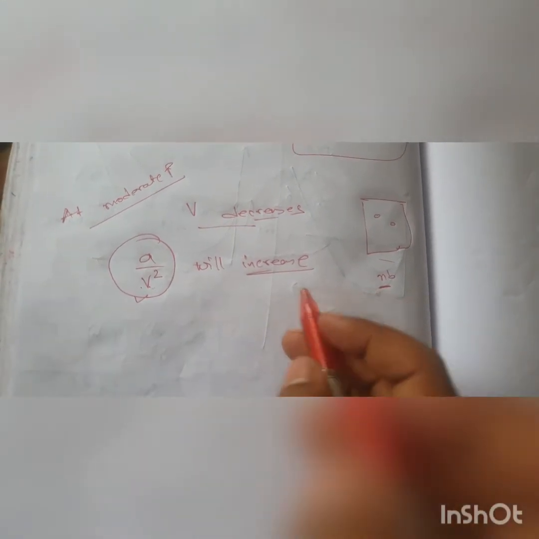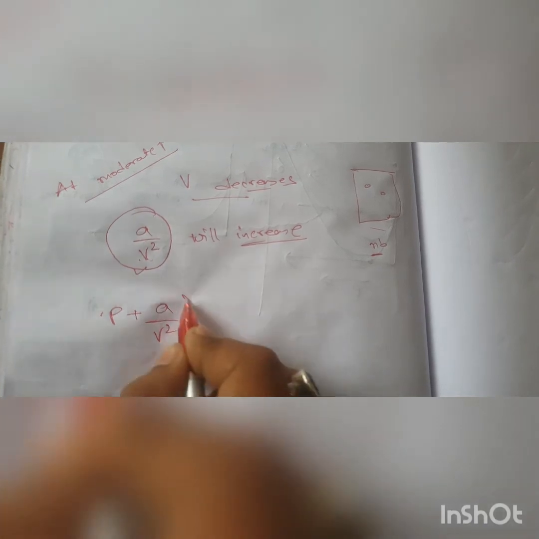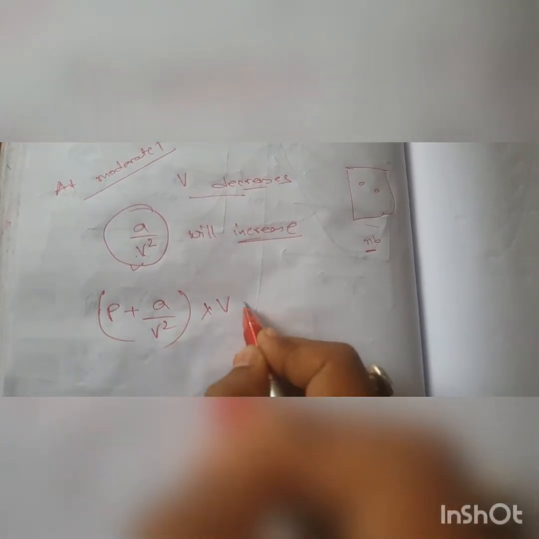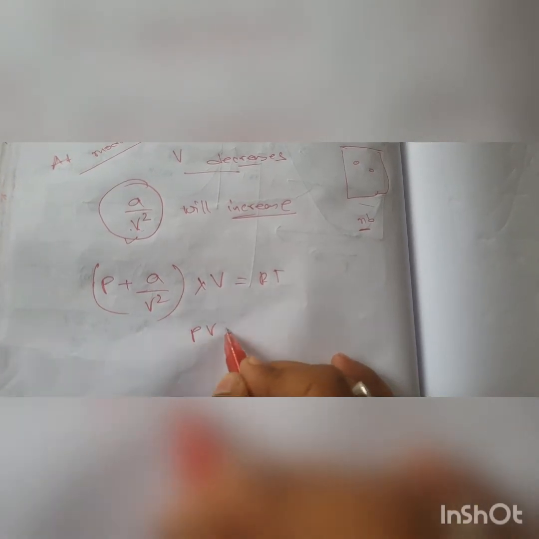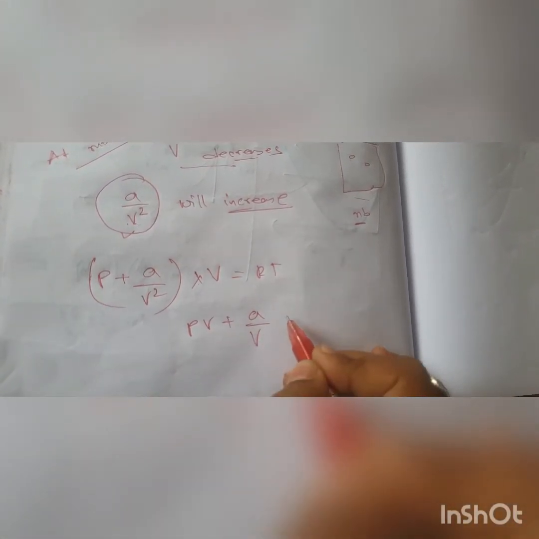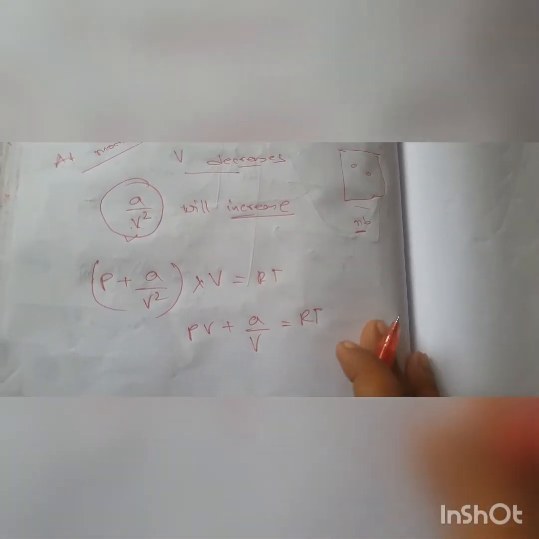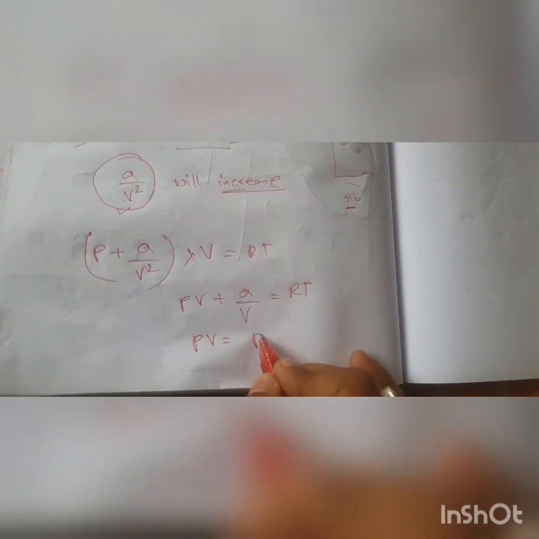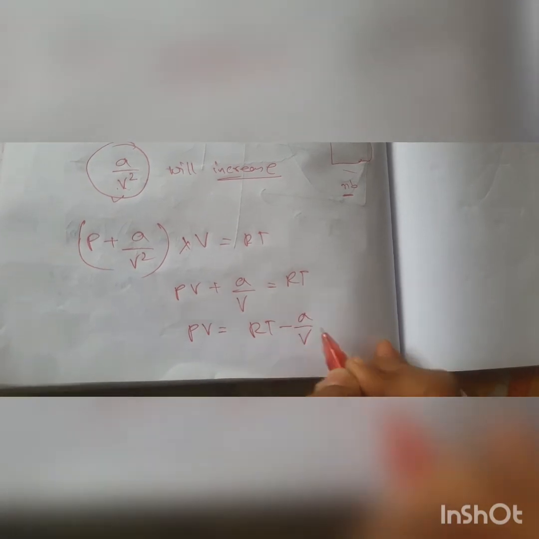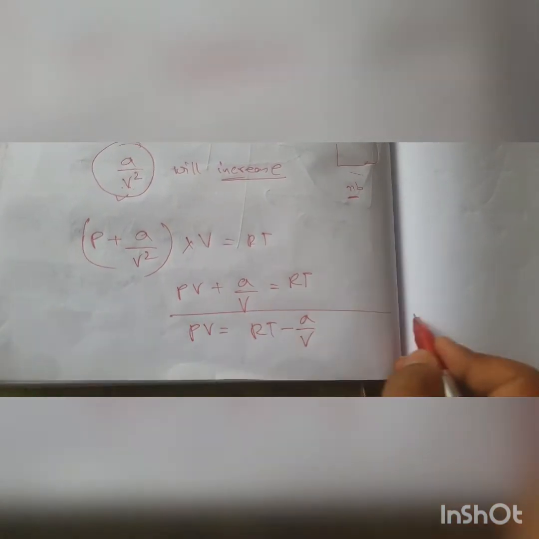Okay, so V minus NB is neglected, so it should be (P + A by V square) into V is equal to RT. If I multiply, PV plus A by V is equal to RT. So we get PV is equal to RT minus A by V.